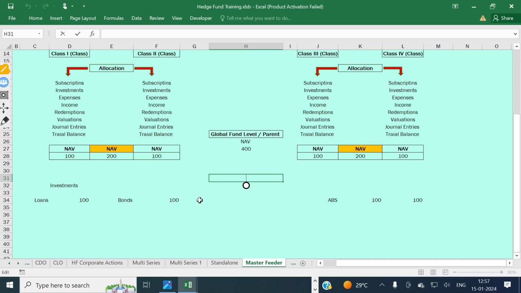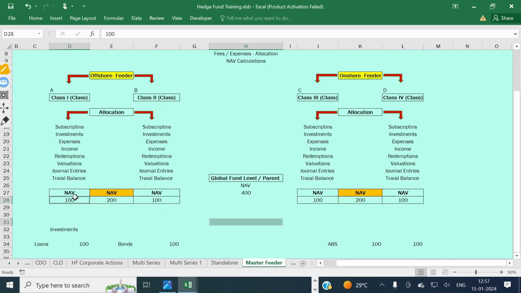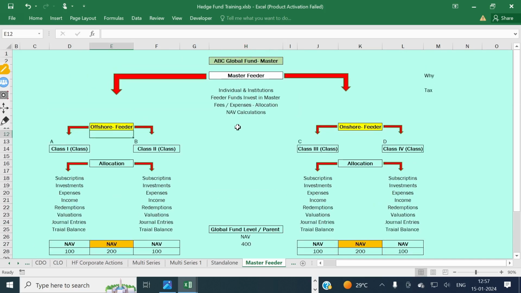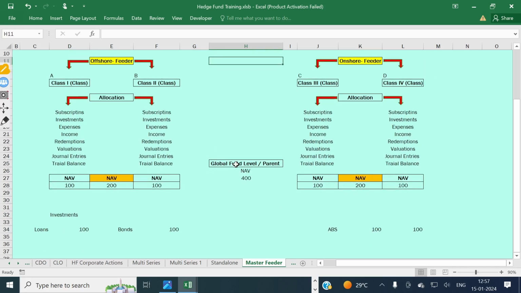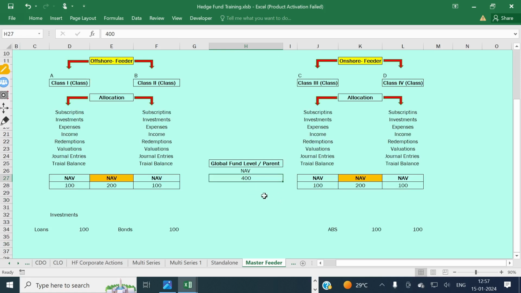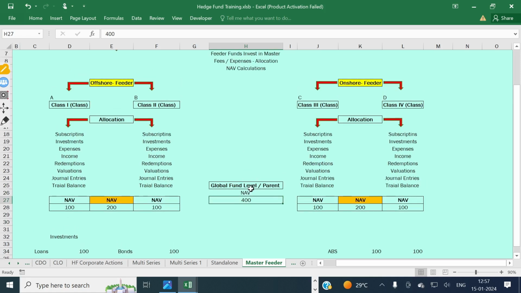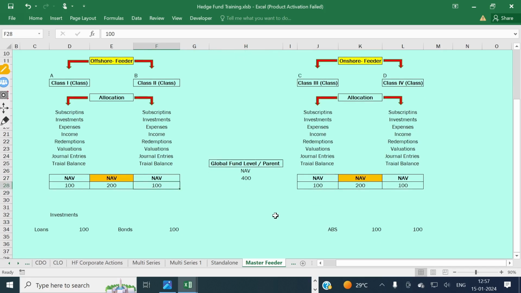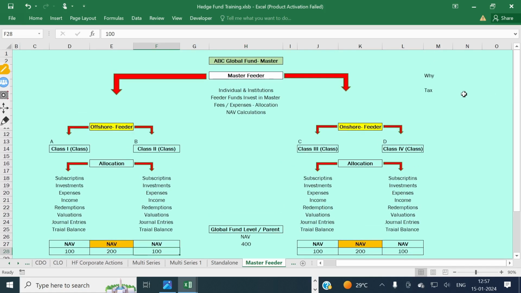All right. So the total of investments will tie with your class, and the classes' total will tie with your offshore feeder, and the feeder will tie with your master as well. See, note this down: master will record every transaction at master level. Feeder will record all transactions at feeder level, and class will record all accounting entries at class level. Now I'll come to the why. We were discussing why.